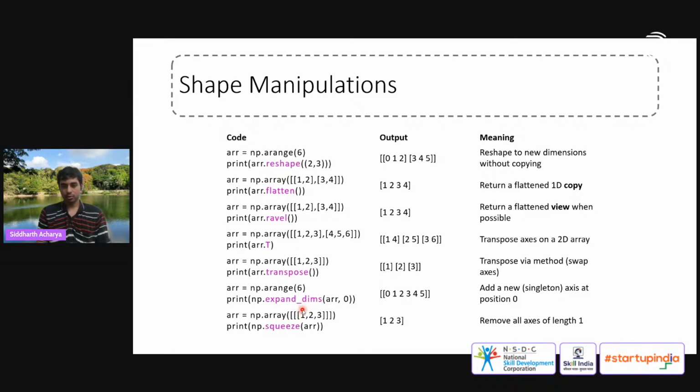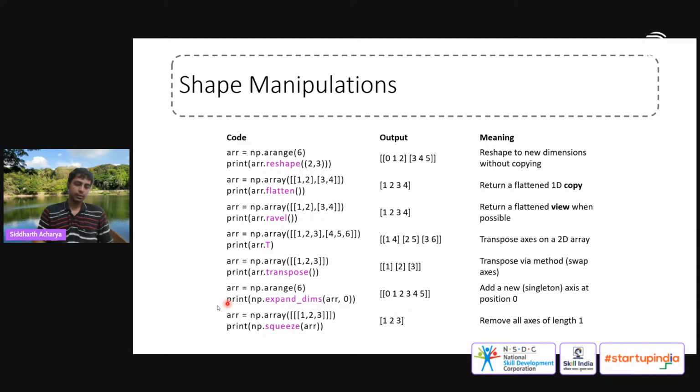Expand dims adds a new singleton axis, like at position 0. So basically, we started with a one-dimensional array containing 0, 1, 2, 3, 4, 5, and then we just expanded it to contain one more additional dimension. Now it is a two-dimensional array. But the inner shape does not change. We just added a list, an array, from outside.